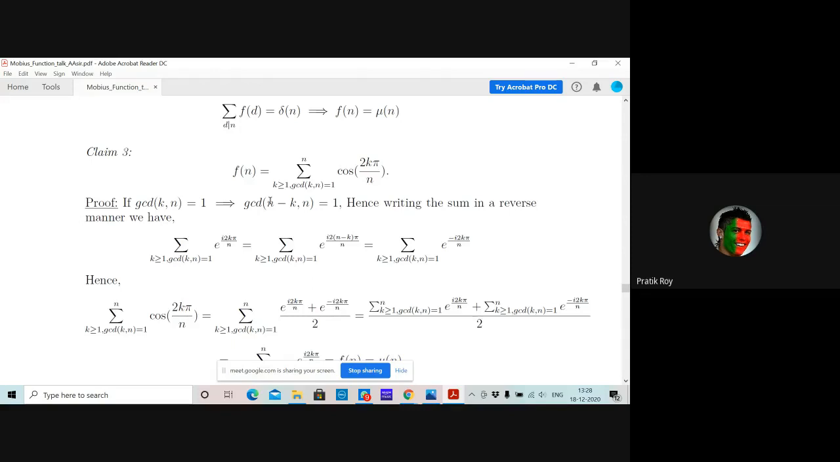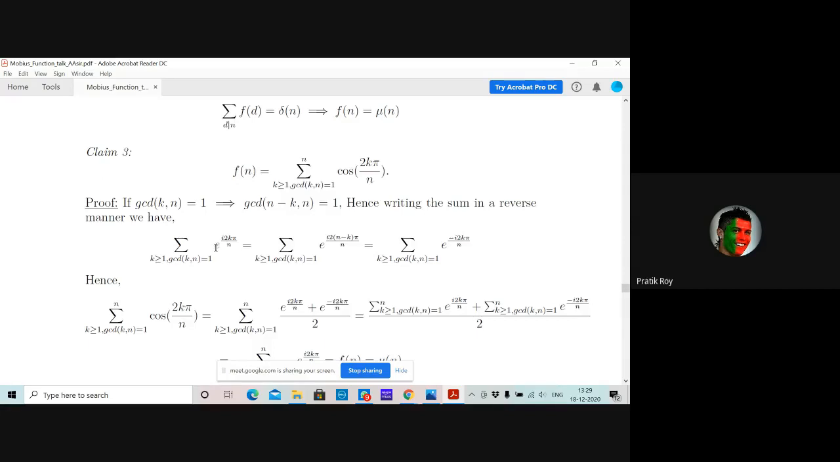This is very clear. Take a divisor d, and suppose d divides n and k. Then d also divides n minus k. So d divides n minus k and n both. So if any divisor divides k and n both, it also divides n minus k and n both. So if the GCD of k and n is 1, then the GCD of n minus k and n will also be 1.